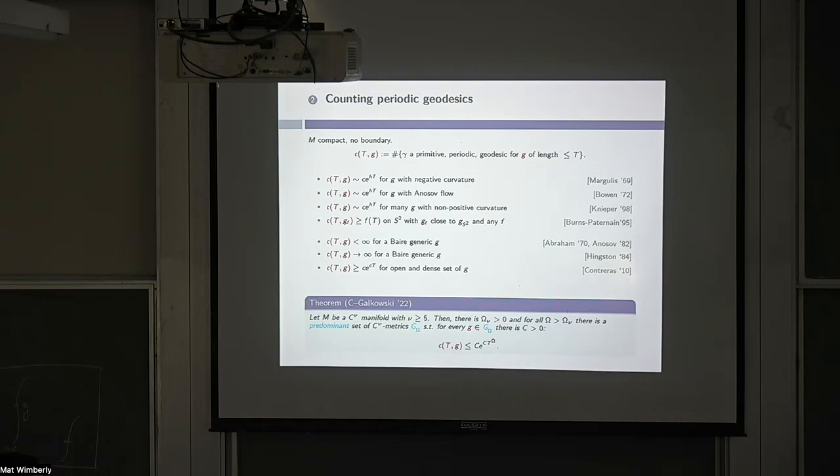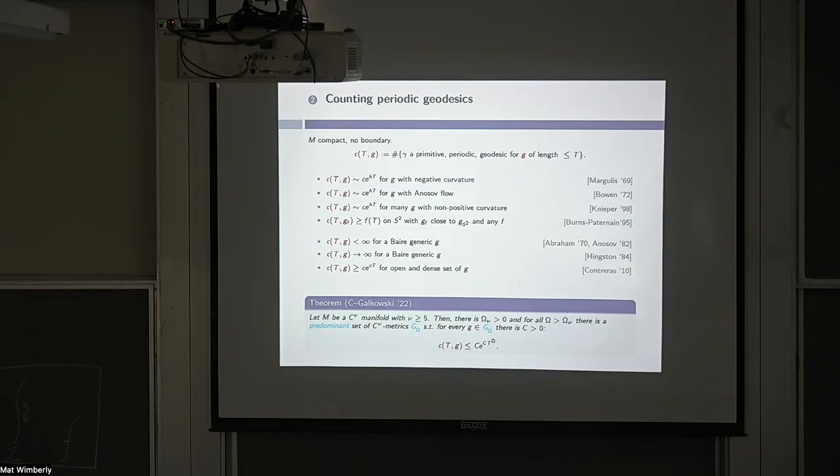And so there exists this constant such that for any omega that you choose above that threshold, we can find for you a predominant set of metrics such that for every metric in that set, there will be a constant that makes this stretched exponential upper bound true. So the number of primitive closed geodesics up to length t is bounded above by a constant that depends on the choice of metric, times e to the constant times t to the omega.